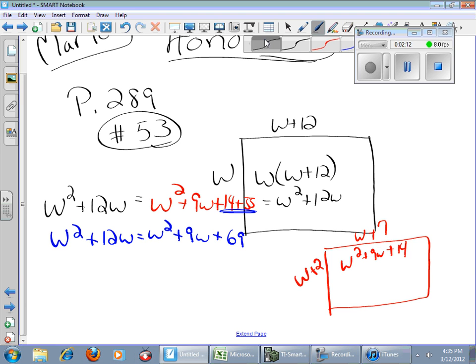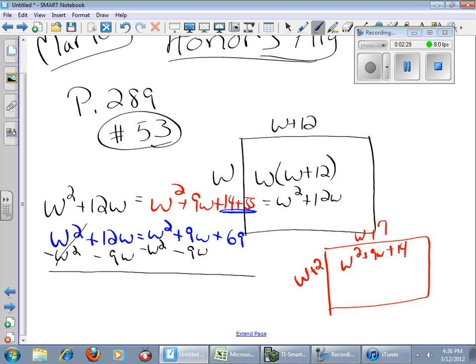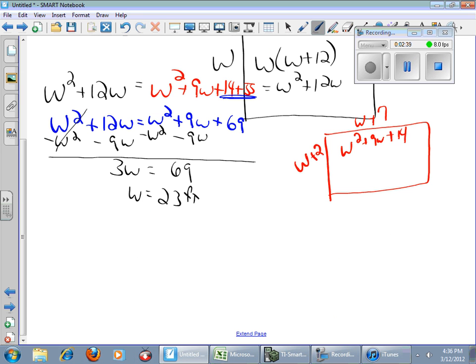Now, if I subtract W squared from both sides and subtract 9W to get all my W's over to the left, and then I will already combine like terms, I will be left with the equation of 3W equal to 69. And therefore W must equal 23 feet. If that's the case, then the length being 12 longer will be 35 feet.